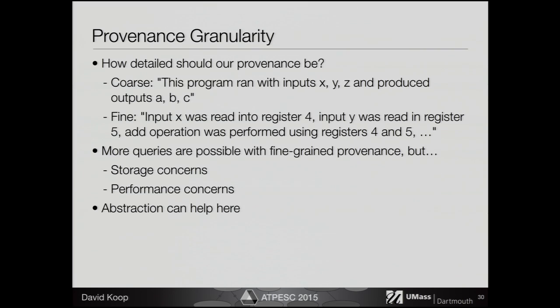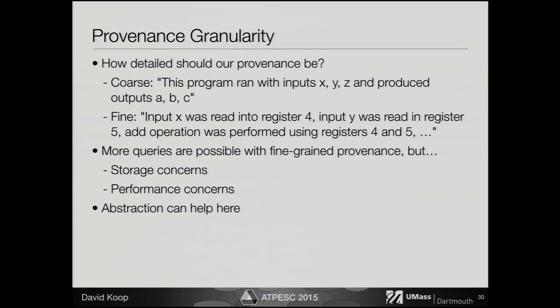Another piece that goes into the equation with provenance is the granularity, right? I talked about workflows having this more abstract level, nicer way of thinking about things. That may be sort of a coarser provenance, right? If I say this program ran with inputs X, Y, and Z, it produced outputs A, B, and C, you know, that tells me how the program ran, what the inputs and outputs are. That's some general usable information.